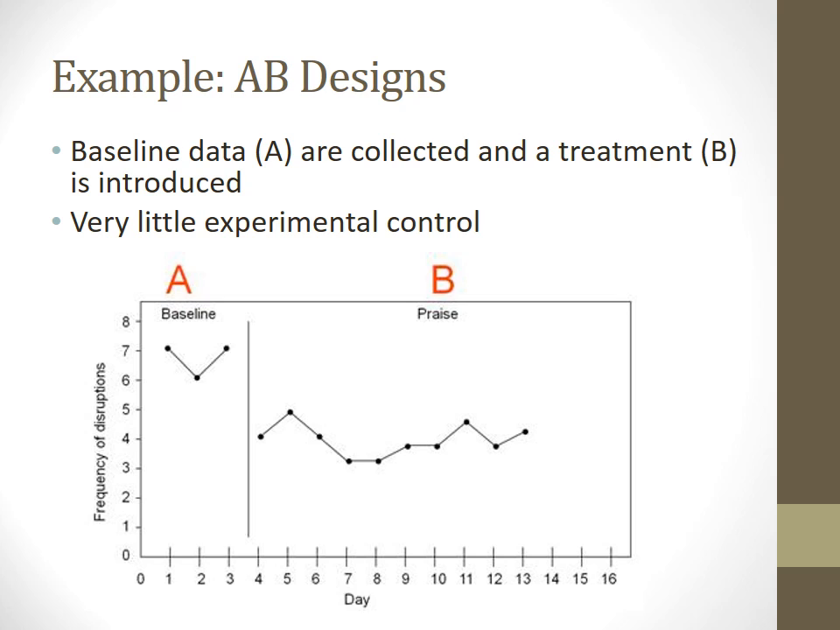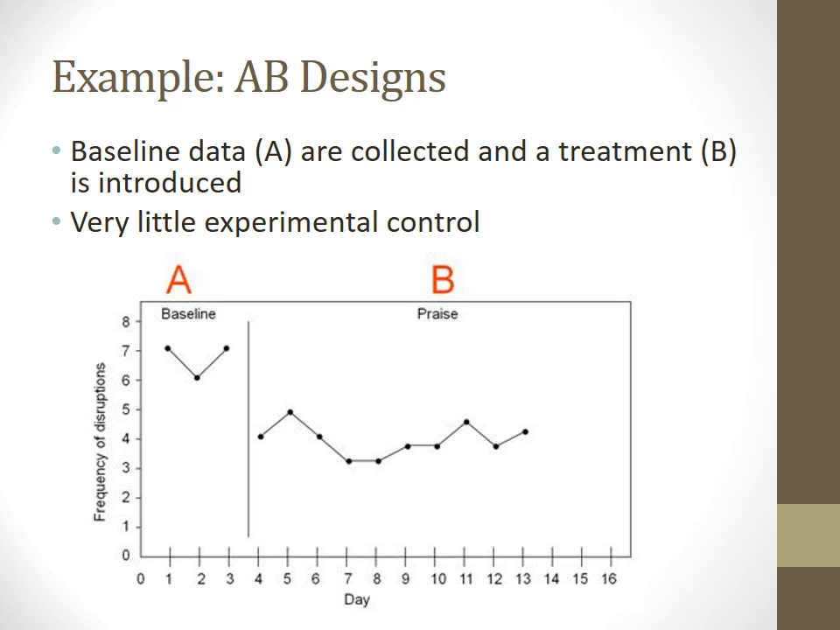You can see that in the A phase, or the baseline phase, the researchers took data over 3 days, and the number of disruptive behaviors was quite high. Once they had established a clear trend in their baseline data, the researchers implemented their treatment in the B phase. You can see that they've plotted the data for each day that they probed for the dependent variable, and it looks like the frequency of disruptive behaviors did decrease over time.